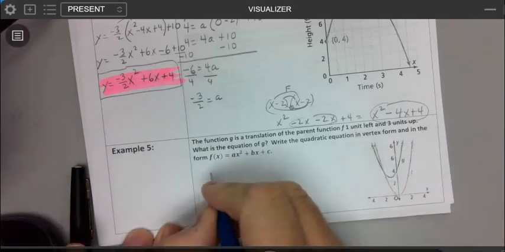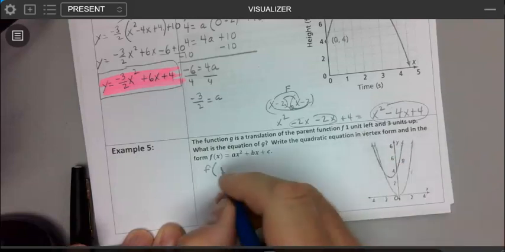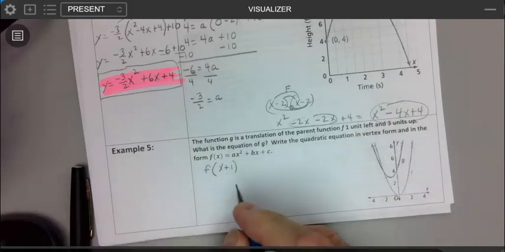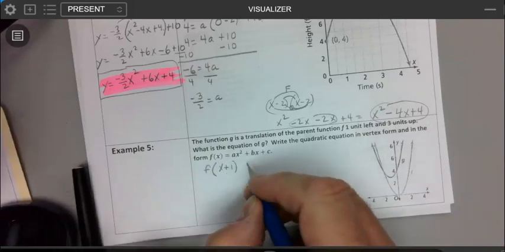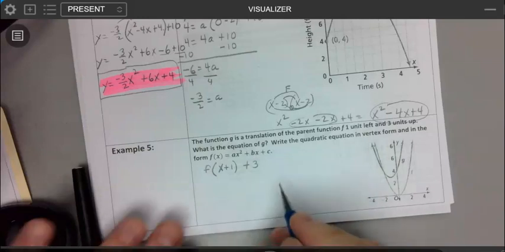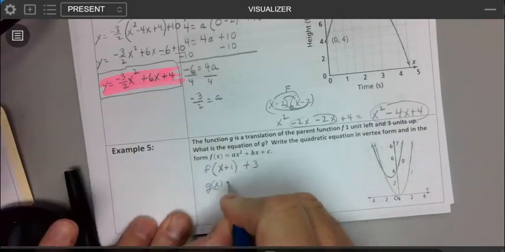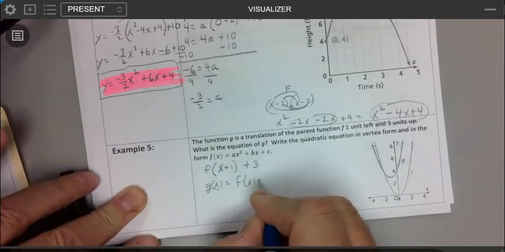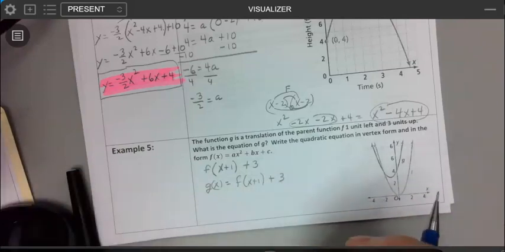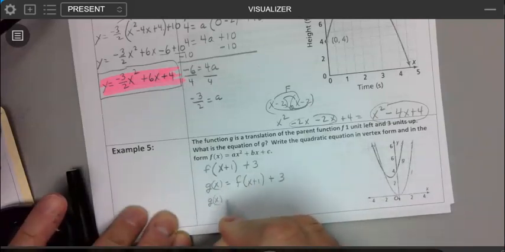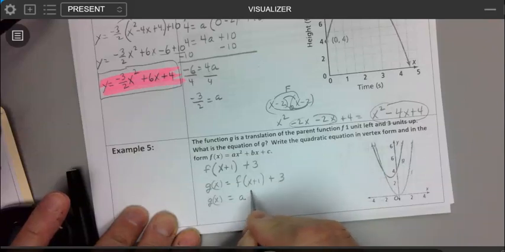So they told you that the function f is shifting left 1. So it's f of x plus 1, correct? If you go left, remember it's the opposite, and then it says, and 3 units up. So 3 units up would look like this. Okay? So then the new g of x is going to be this right here. F of x plus 1 plus 3. Okay? So g of x is equal to a, we don't know, times x plus 1 quantity squared plus 3.